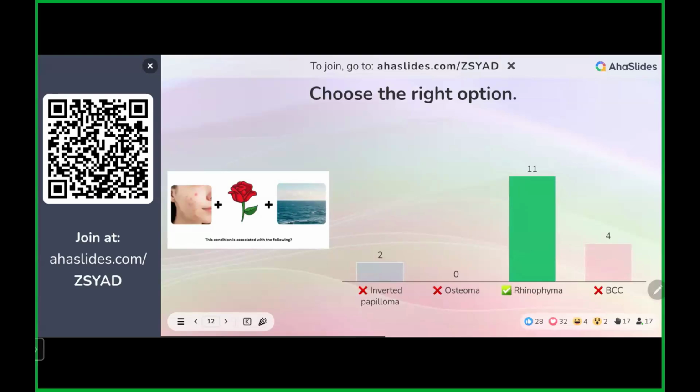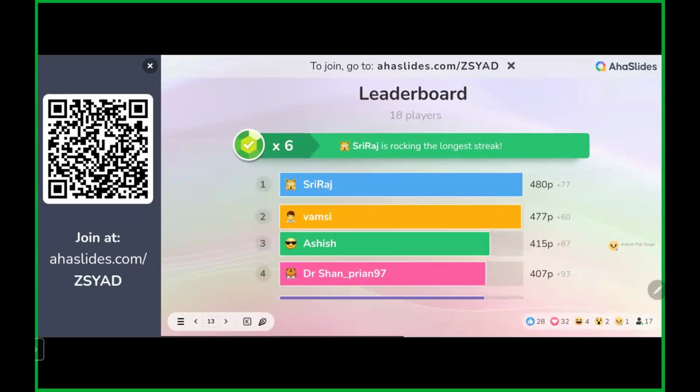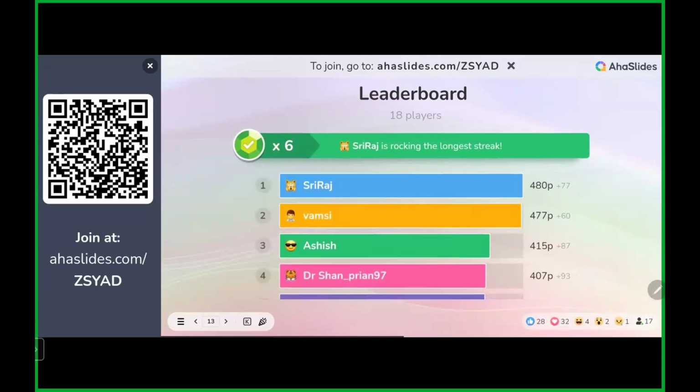Currently, most of them got it. I guess it was an easy question. Yeah, the clue was clear. Oof, see, I was right. The fastest person is Sriraj, and he got 77. Vamsi got 60 points. So, guys, every question can make or break. So, give it your all.